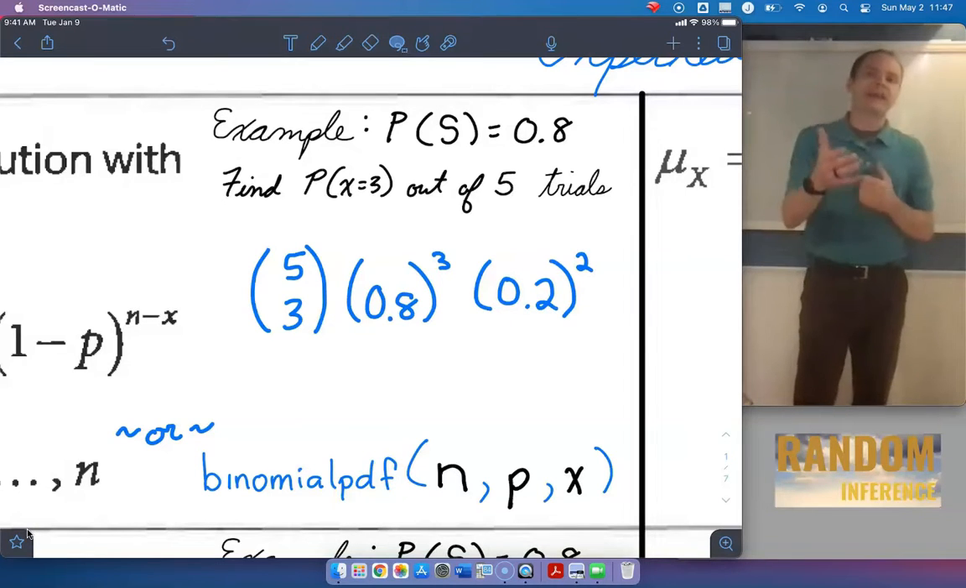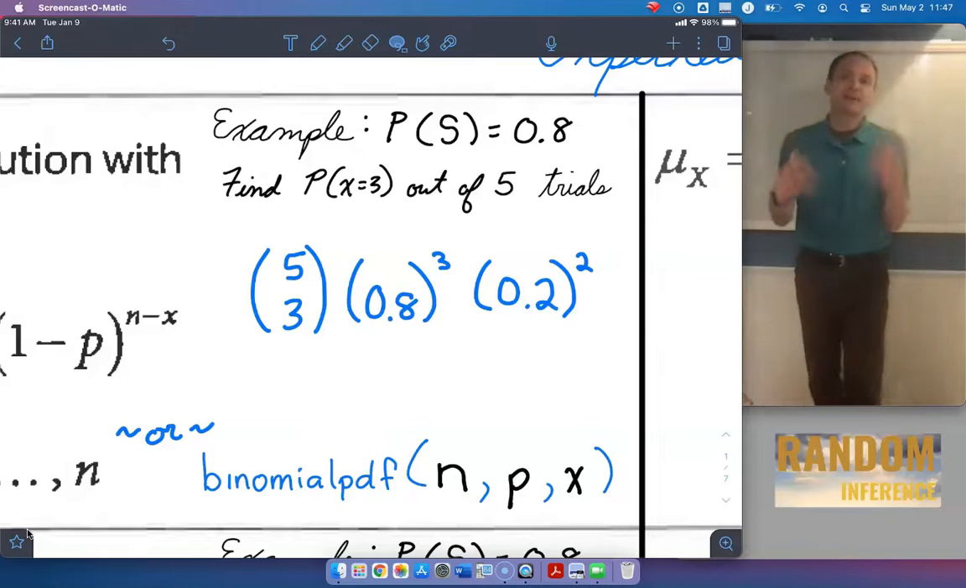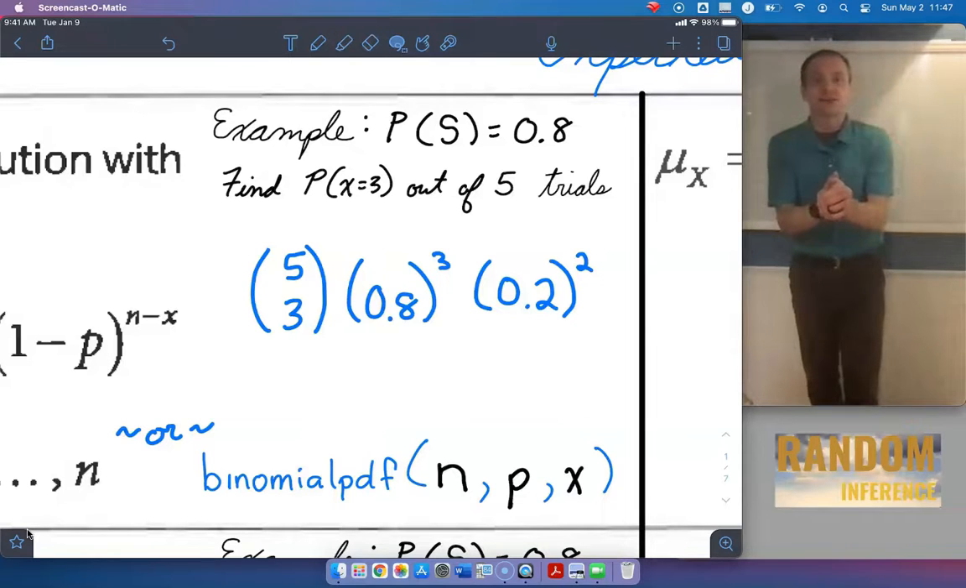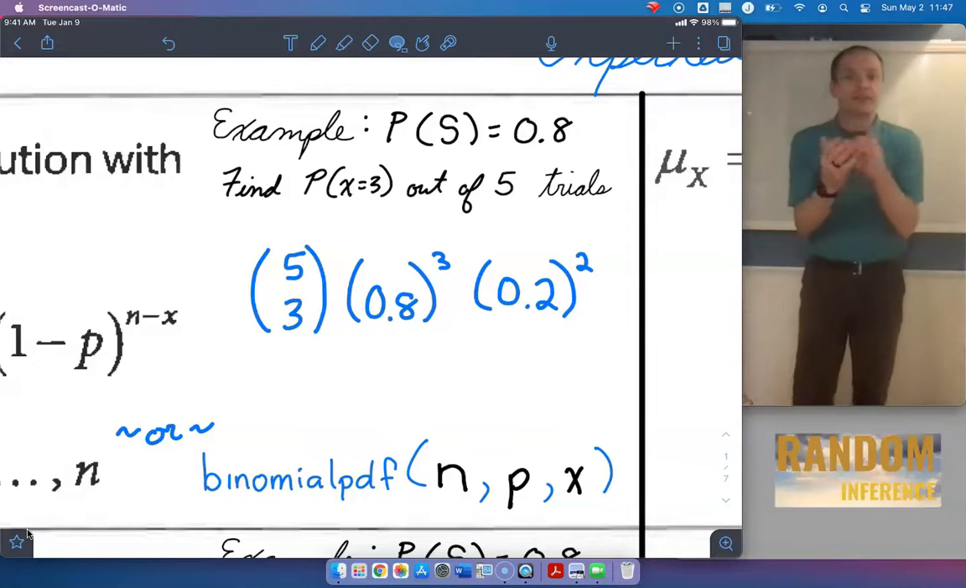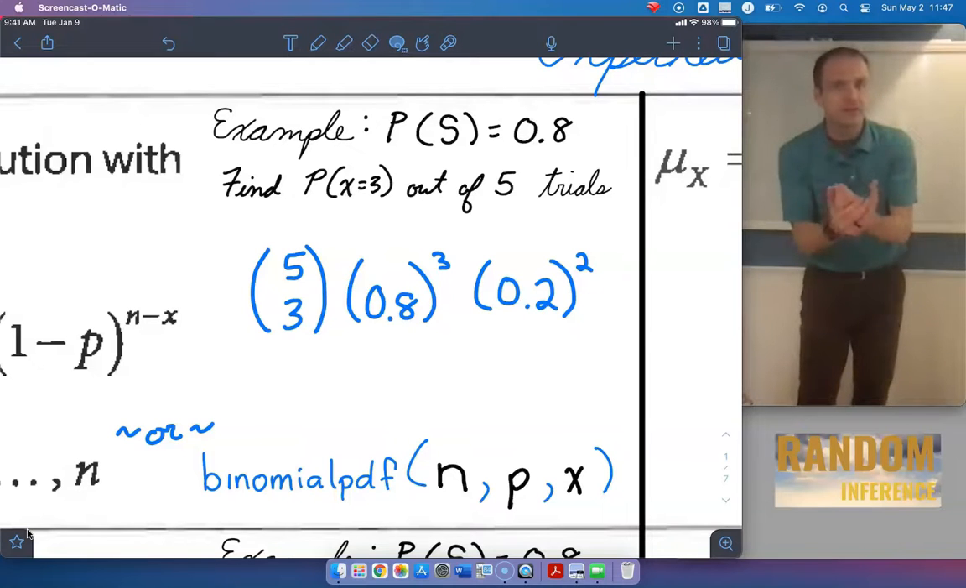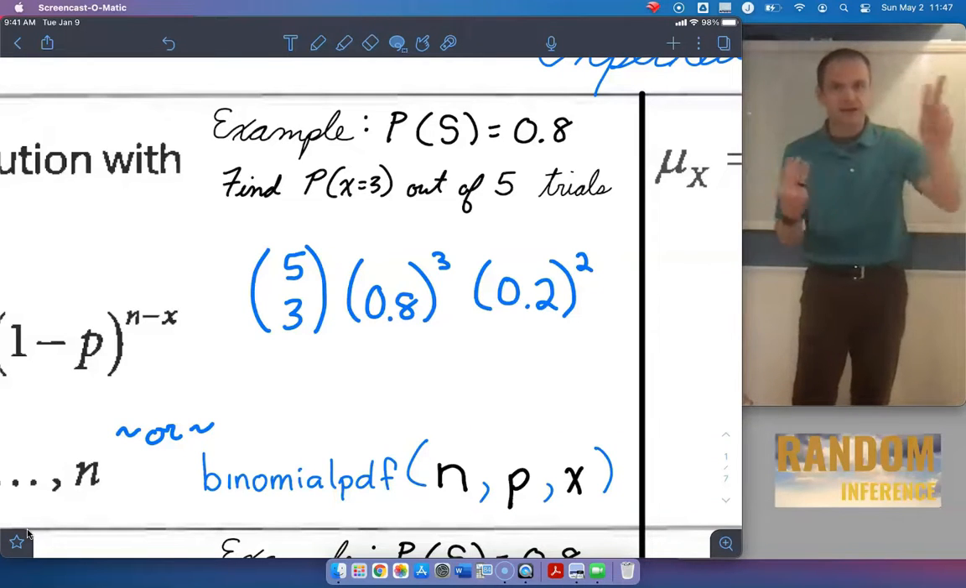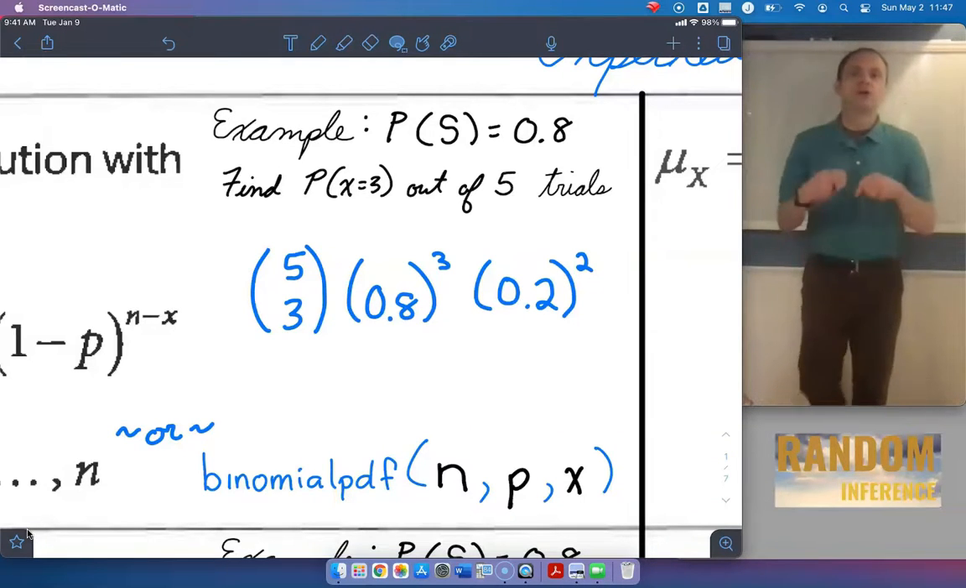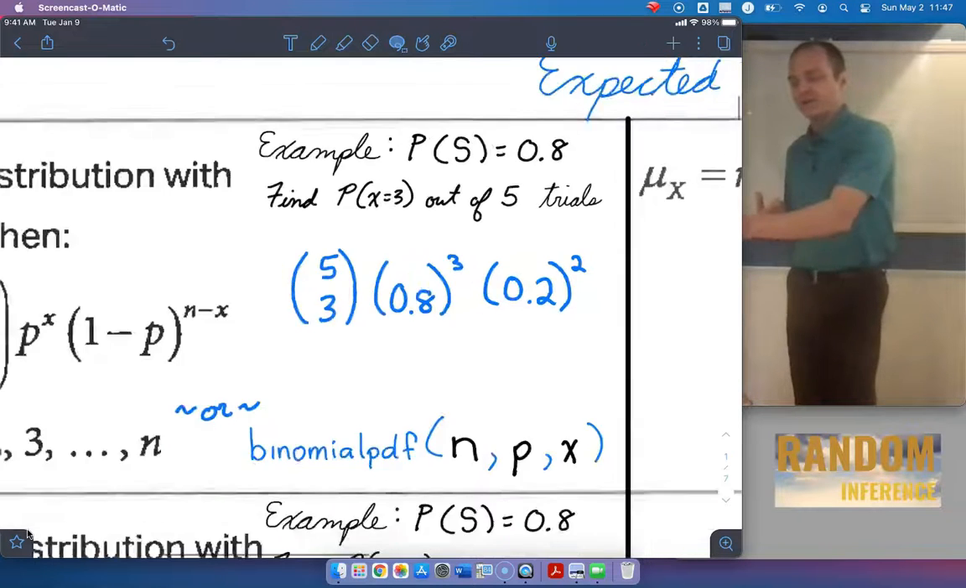And then that 0.8 to the third power is, hey, what's the probability of success? 0.8. How many successes are you looking for? 3. And then what is the 0.2? That's your probability of failure. Well, if you have 3 successes out of 5 trials, that's 2 failures there. And so you're going to use that, and that's really what that formula tells you.